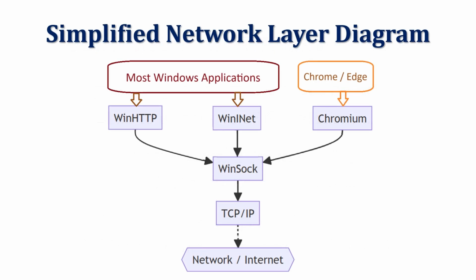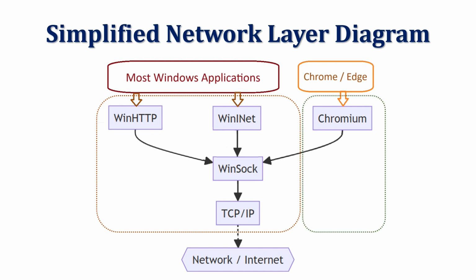Here's an oversimplified overview of networking on Windows. Most applications communicate with the Internet via WinHTTP and/or WinINet APIs. Chrome, Edge, and some other browsers use the Chromium network stack. Ultimately, all Windows network activity goes through WinSock and TCP/IP. WinHTTP, WinINet, WinSock, and TCP/IP emit Windows ETW trace events which can be correlated for a unified view of network activity. Chromium also emits ETW trace events, but not in a way that can be easily correlated, so its activity is in a separate view.